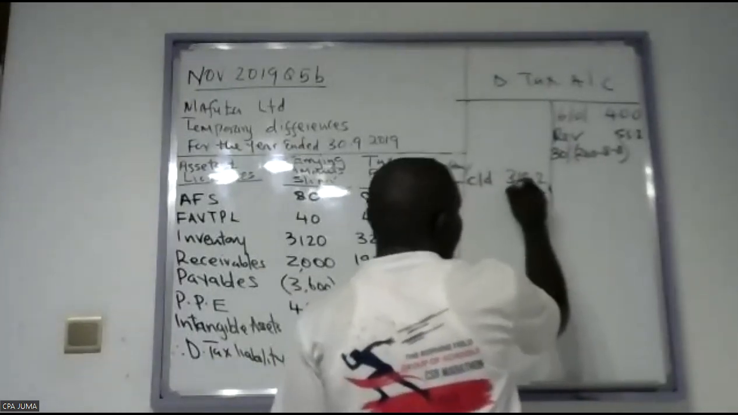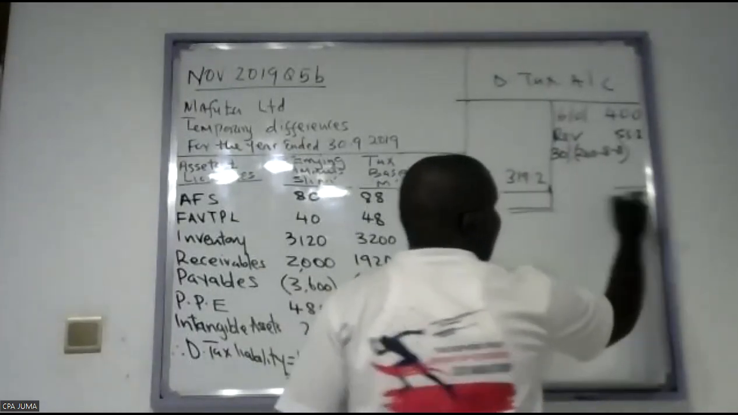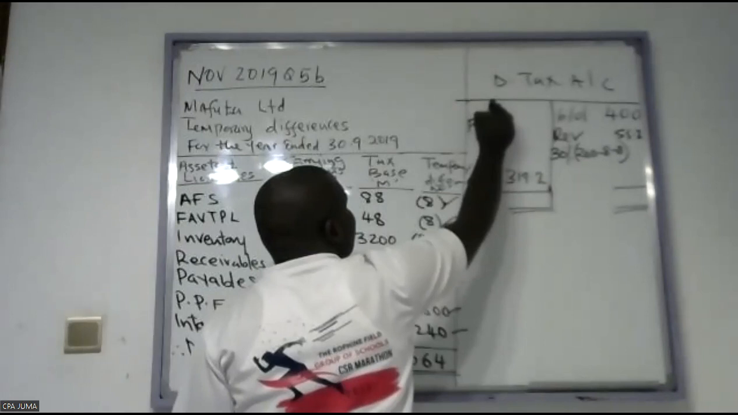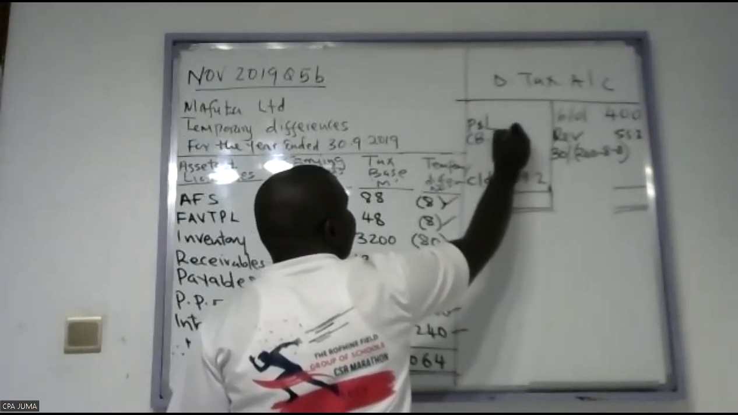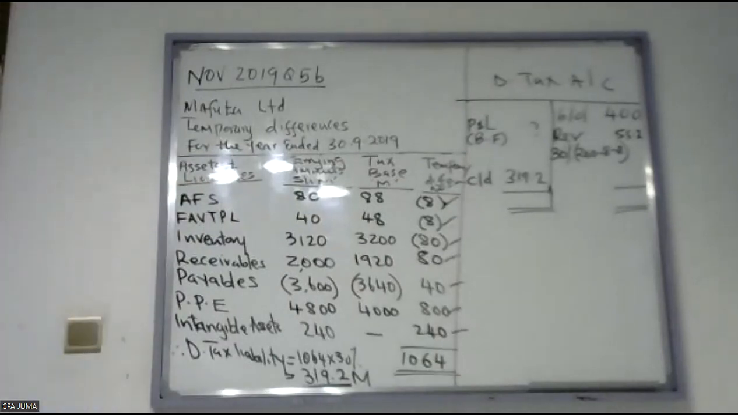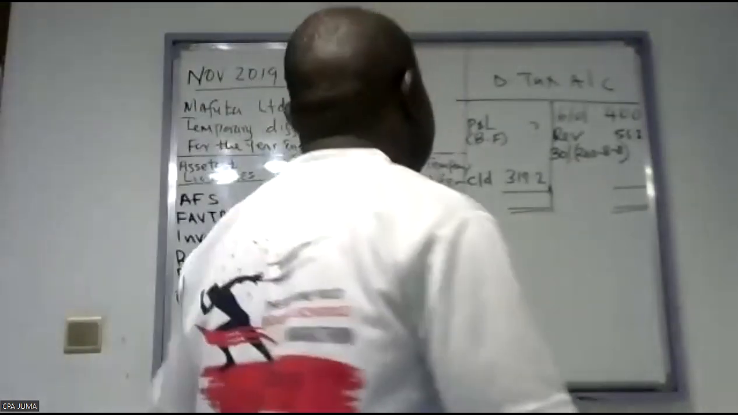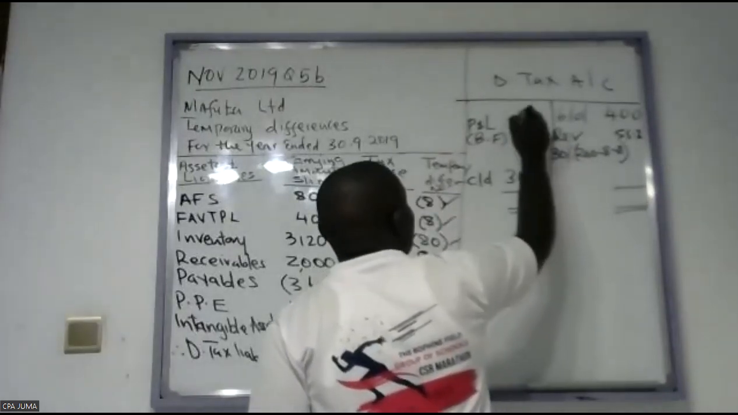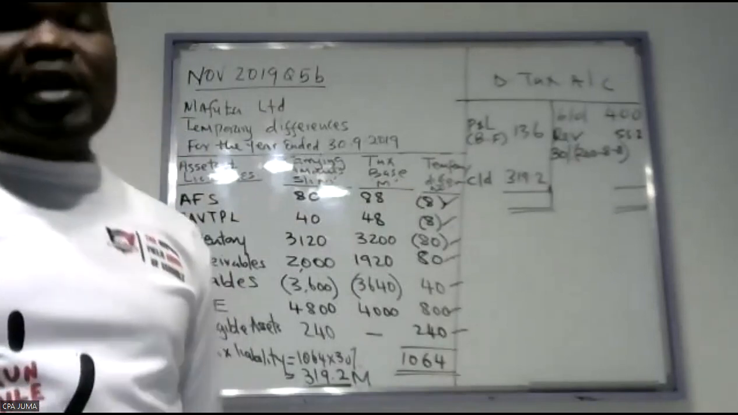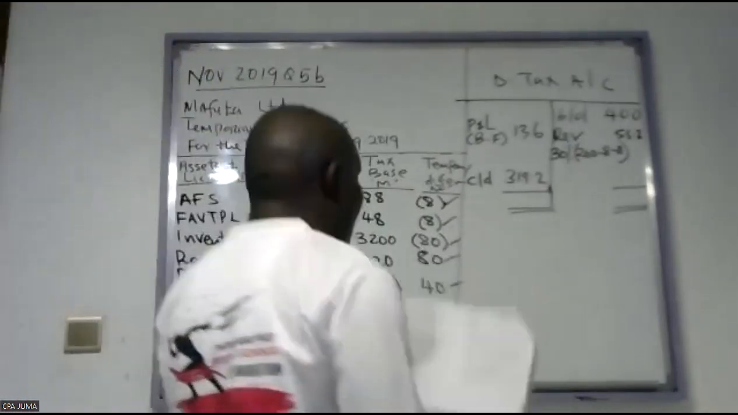So the balancing figure will go to P&L. It is balancing this side. So this is deferred tax income. P&L, balancing figure. How much is the balancing figure there? 136. Thank you.